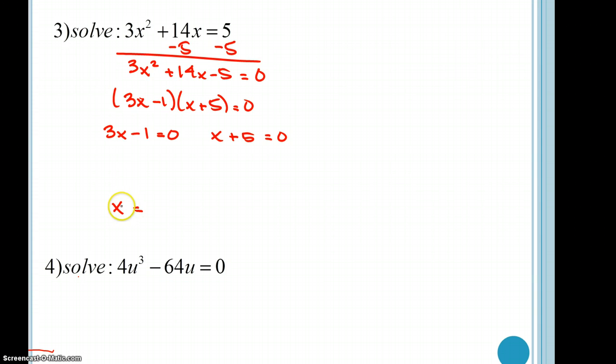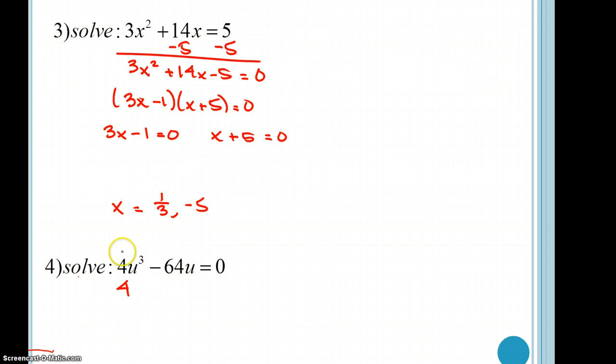U. What's left? Well, the 4 was gone here, so I have u, so u squared minus 4 goes into 64 16 times. This is a wonderfully special product. So you're going to have 4u times u plus 4 times u minus 4.